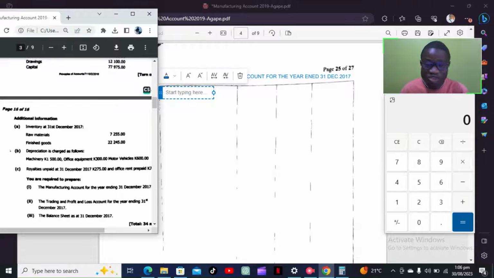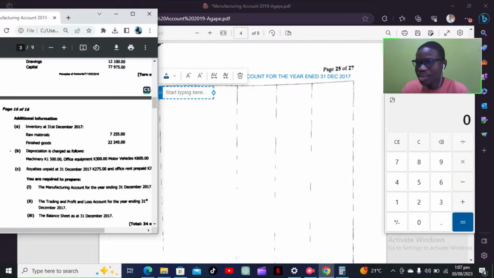Then depreciation is to be charged as follows, for the machine. Here they calculated everything for us. There is no calculating straight line or reducing balance or diminishing balance method. Everything has been done for us. Then royalties unpaid. Knowing that royalties are here and royalties will be entered in the manufacturing account, we need to pay attention to this one.